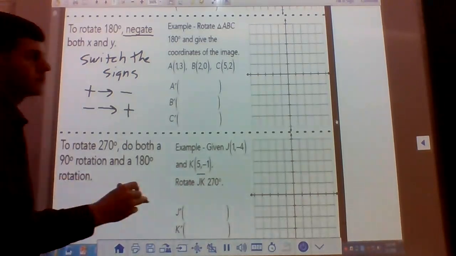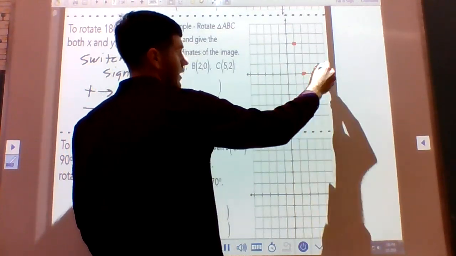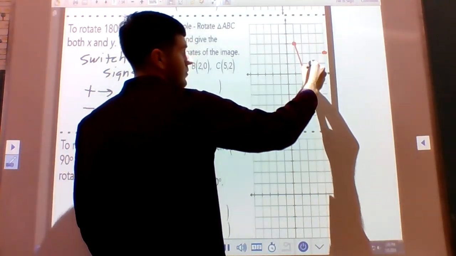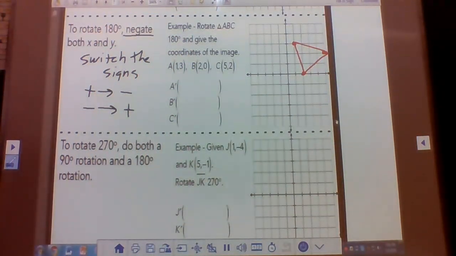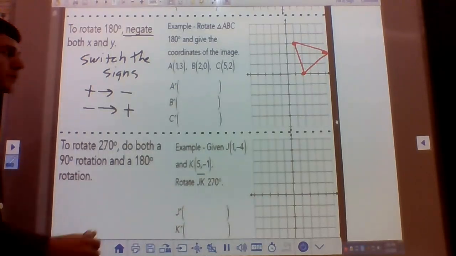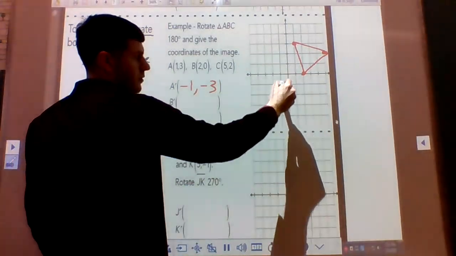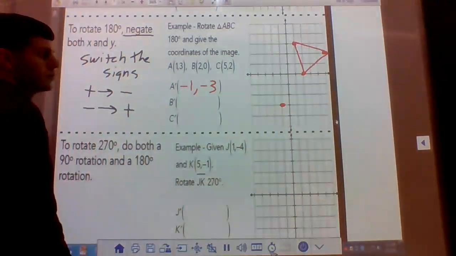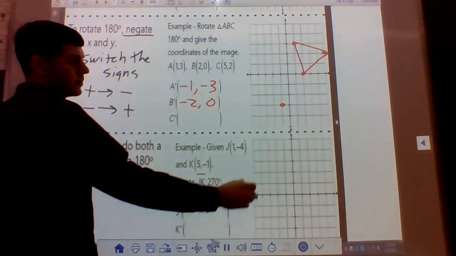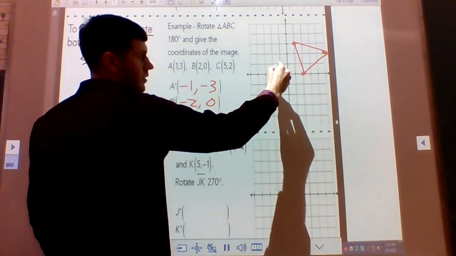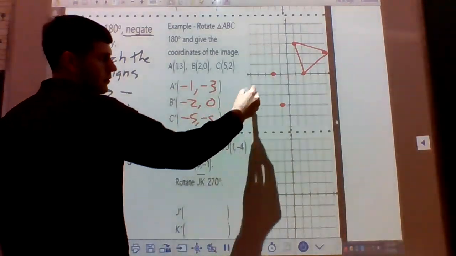Okay, so let's plot our points. We have 1, 3, we have 2, 0, and we have 5, 2. So 1, 3, all we're going to do is take the negatives. So -1, -3. 2, 0, we're going to take the negatives, -2, -0, which is just 0. 5, 2, which becomes -5, -2.